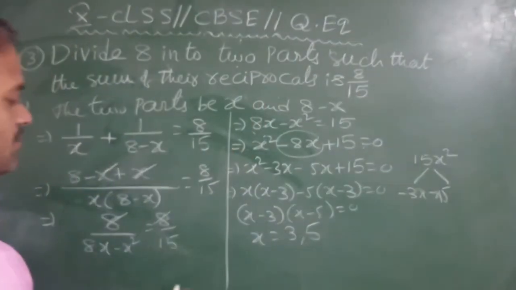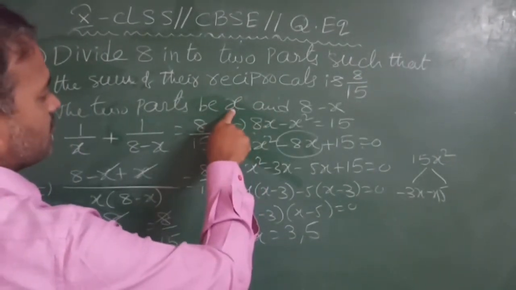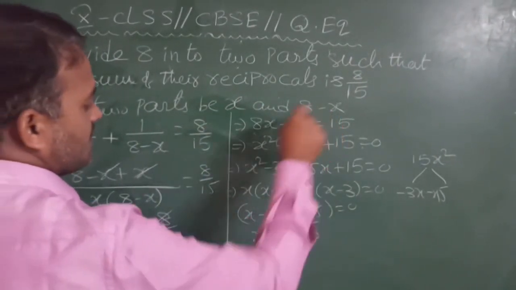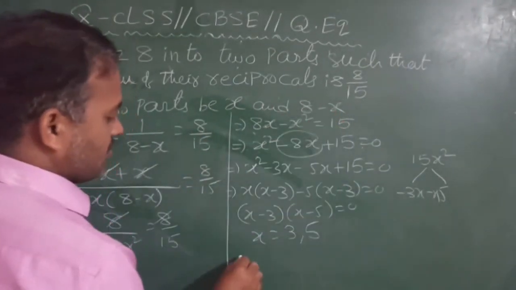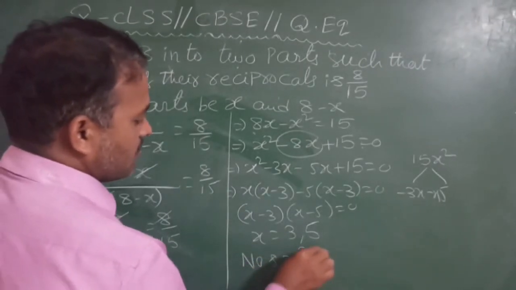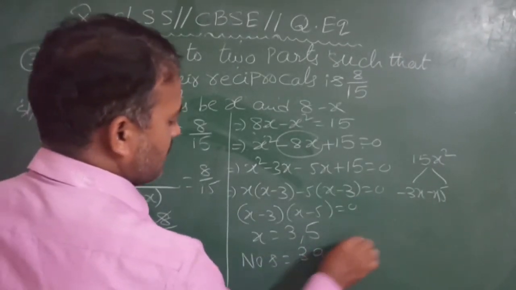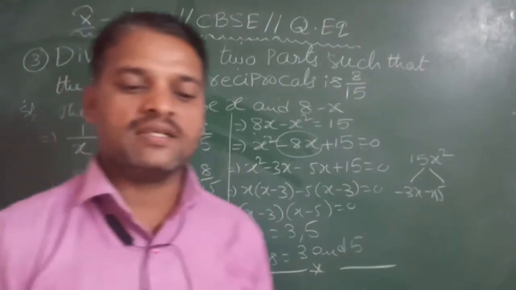So what are the required numbers? Suppose x equals 3, then 8 minus x is 5. Suppose x equals 5, then 8 minus x is 3. So the required numbers are 3 and 5. Okay, so this is the first assignment.